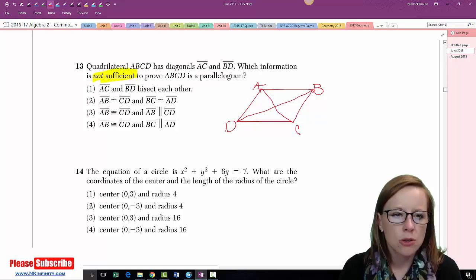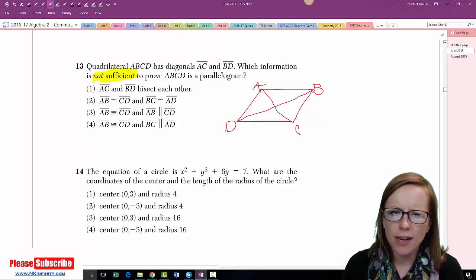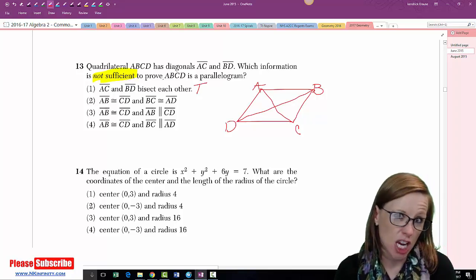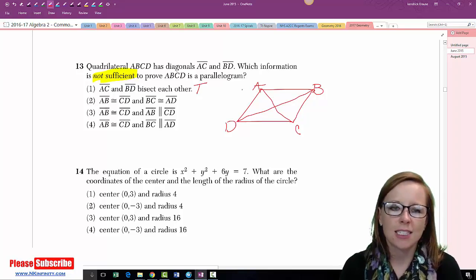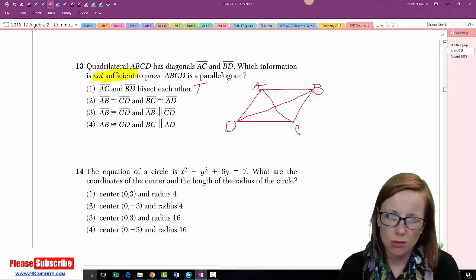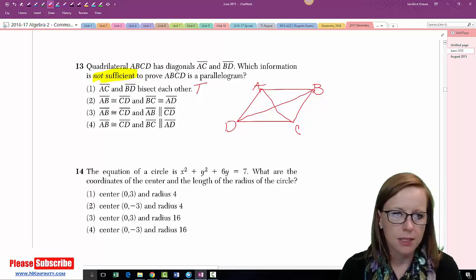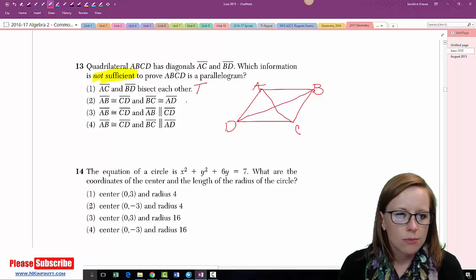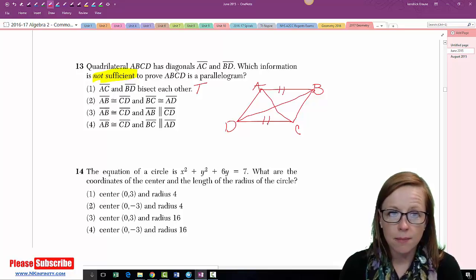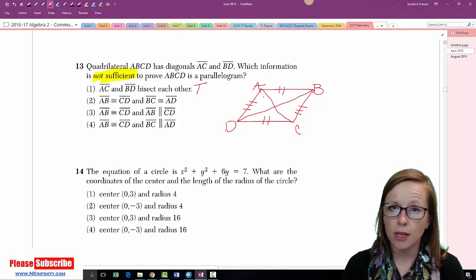Okay, so do AC and BD bisect each other? Oh, I know that that's true. But is that sufficient to prove that it is a parallelogram? Well, yes. So not sufficient, sorry. So AB congruent to CD. Okay, yep. And BC congruent to AD. Can you prove a parallelogram that way?